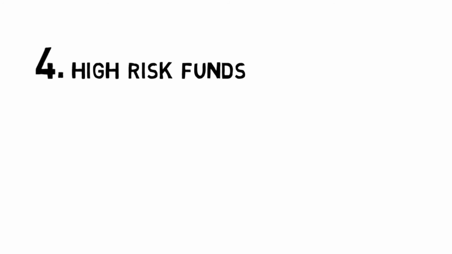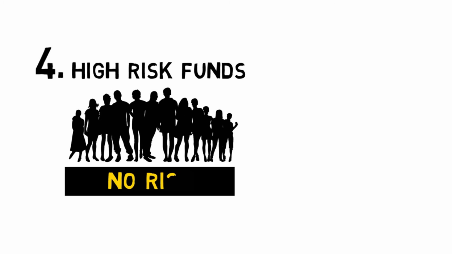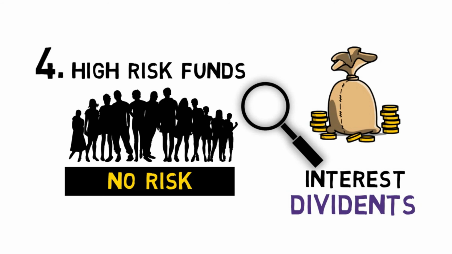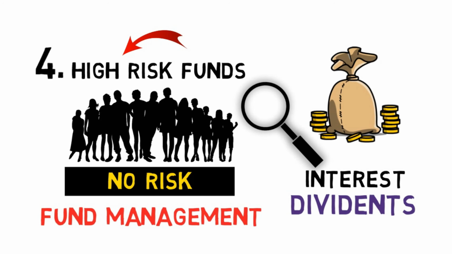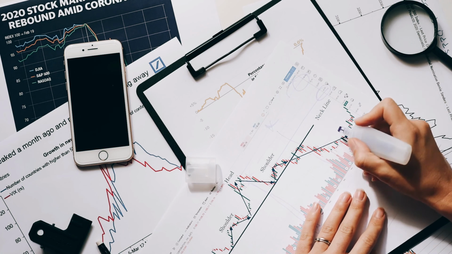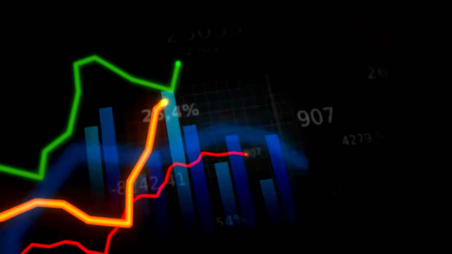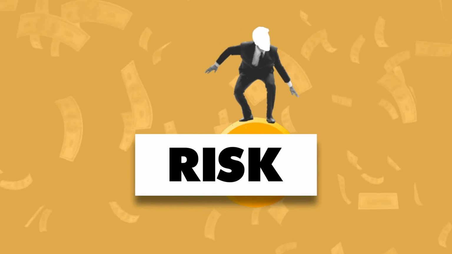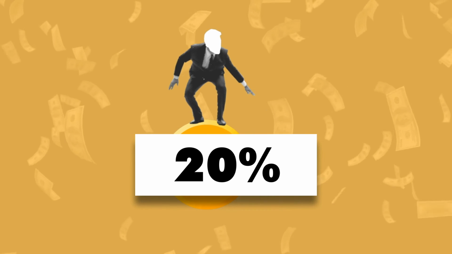Number 4, high risk funds. Suitable for investors with no risk aversion and aiming for huge returns in the form of interest and dividends, high risk mutual funds need active fund management. Regular performance reviews are mandatory as they are subject to market volatility. You can expect 15% returns, though most high risk funds generally provide up to 20% returns.